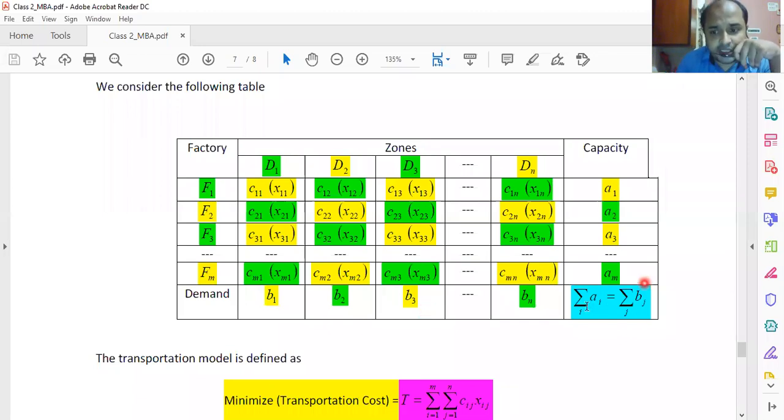Some of the students have asked me whether this condition is mandatory or not, whether in a transportation problem we need to have this criterion, summation Ai equal to summation Bj, always.